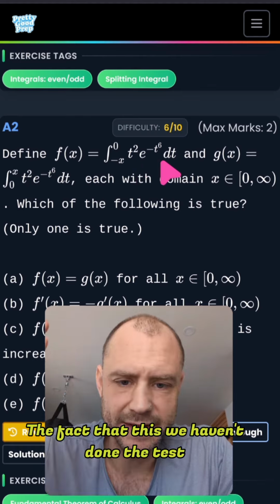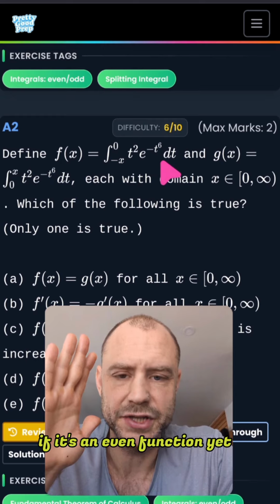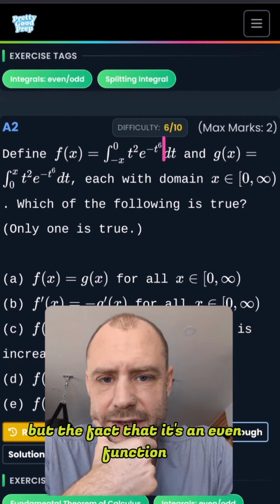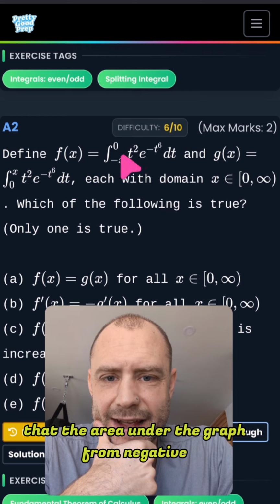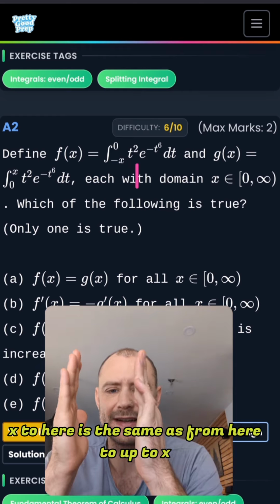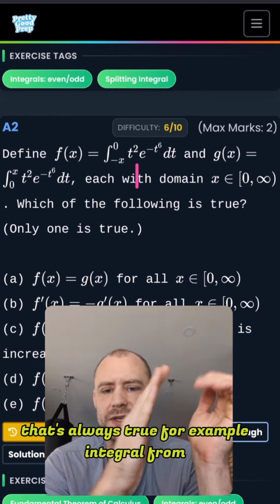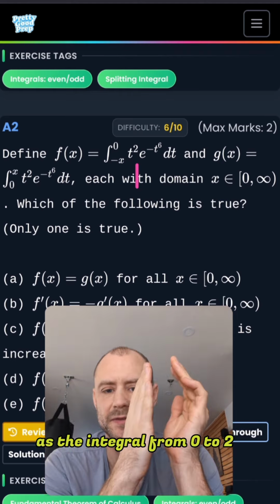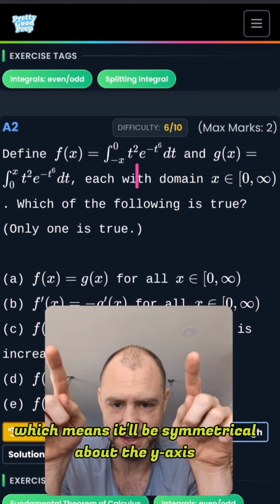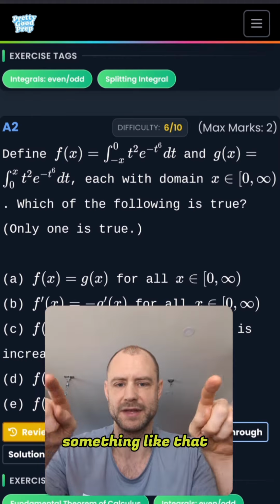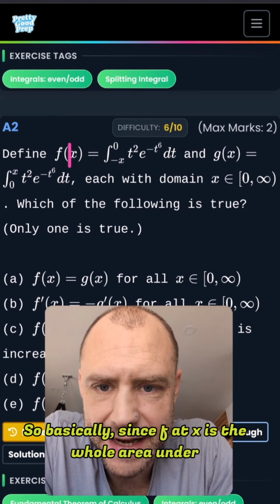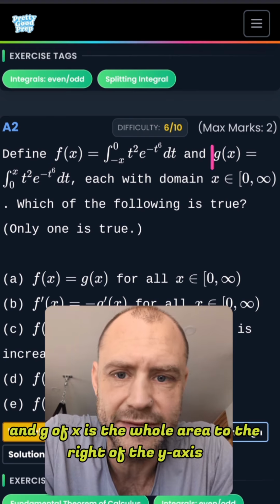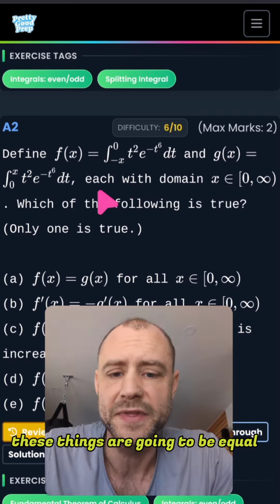We haven't done the rigorous test if it's an even function yet, but it is, and we'll do that test later. But the fact that it's an even function means that the area under the graph from negative x to here is the same as from here up to x. That's always true. For example, the integral from negative 2 to 0 under a function is the same as the integral from 0 to 2 if that function is even, which means it'll be symmetrical about the y-axis, something like that. So basically, since f at x is the whole area under that function to the left of the y-axis, and g of x is the whole area to the right of the y-axis, these things are going to be equal.